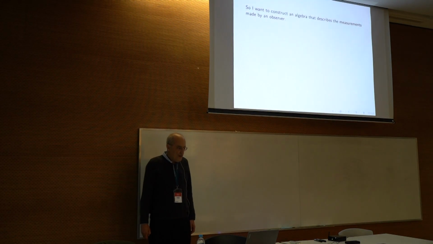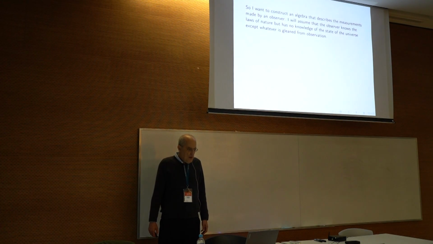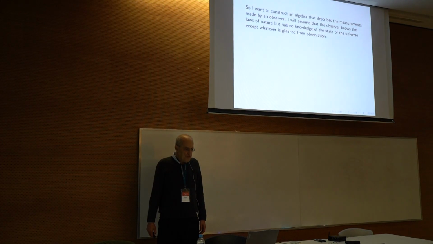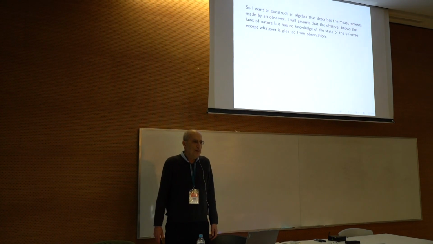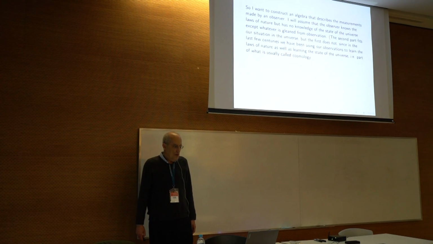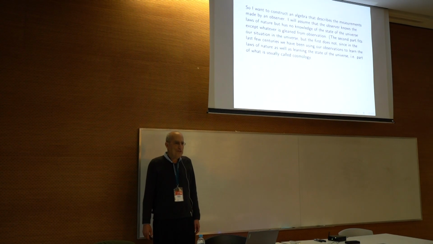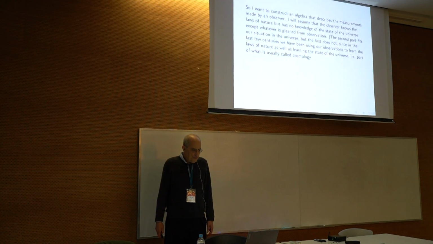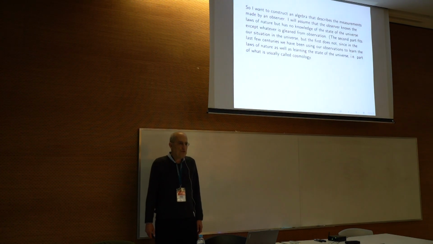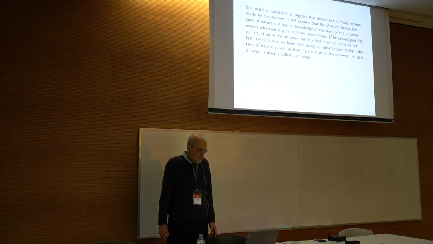So I want to construct an algebra that describes measurements made by an observer. I'll assume the observer knows the laws of nature but has no knowledge of the state of the universe except whatever is learned from observation. So the second part, of course, fits us. We know nothing except what we learn by looking around. But the first part doesn't, because in the last few centuries we've been using our observations to learn the laws of nature as well as the state of the universe.